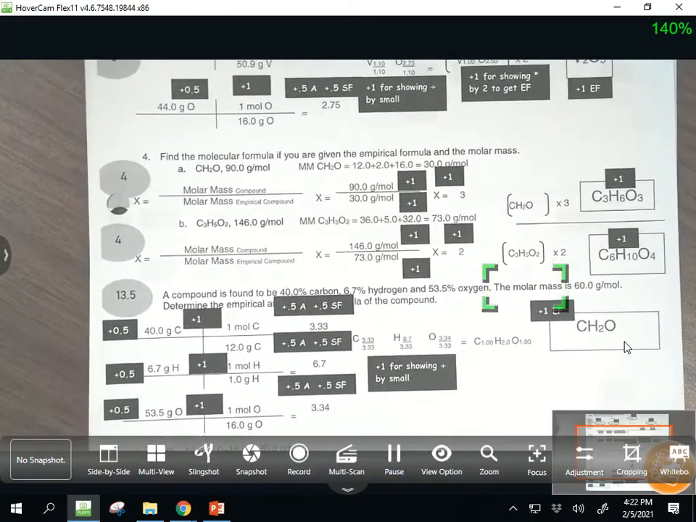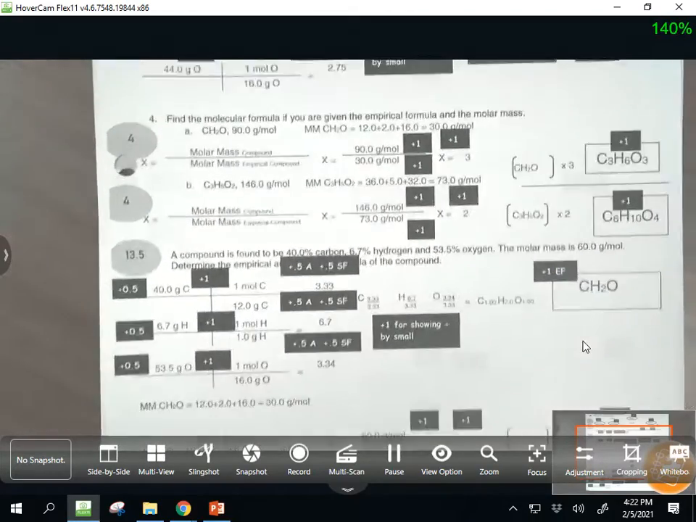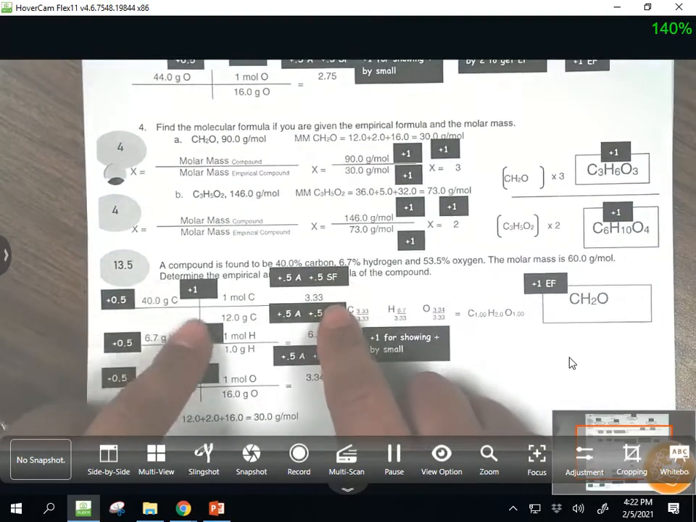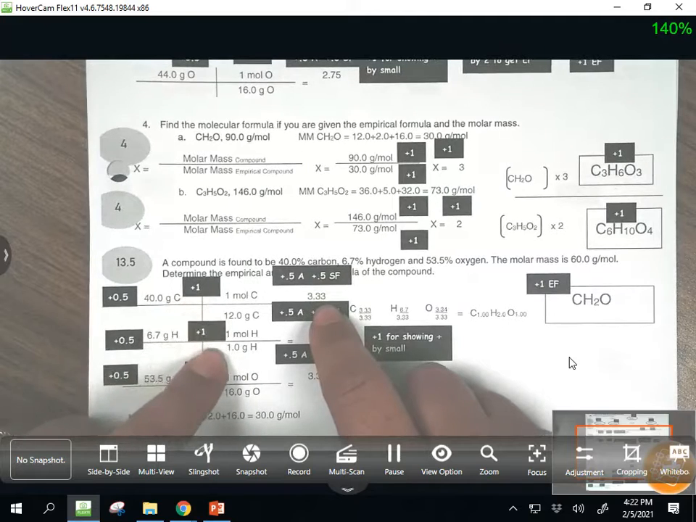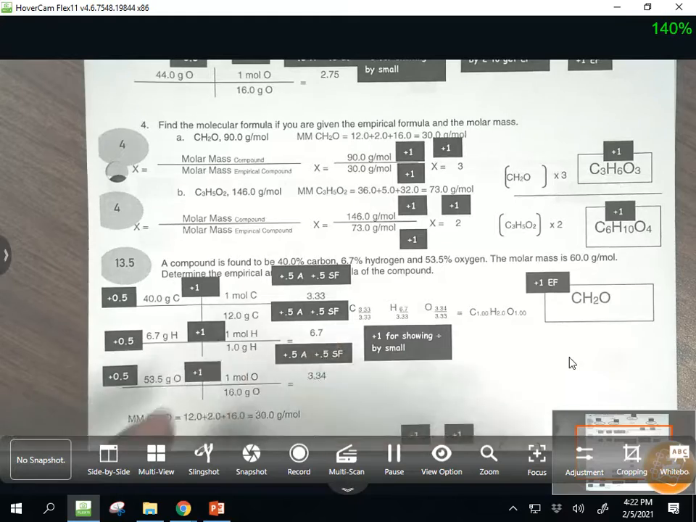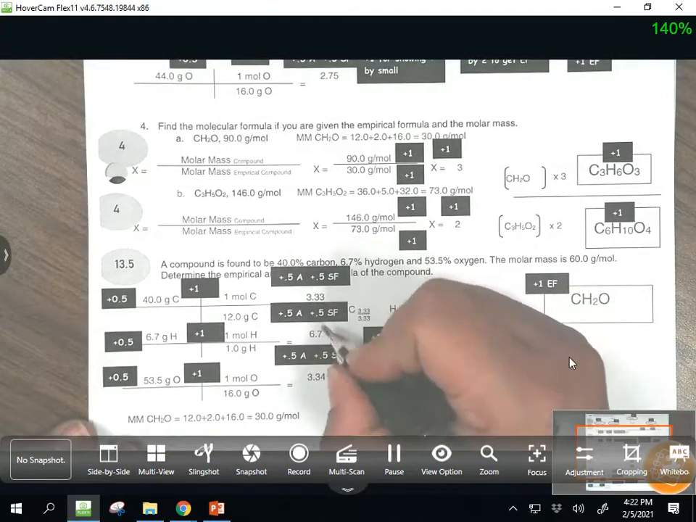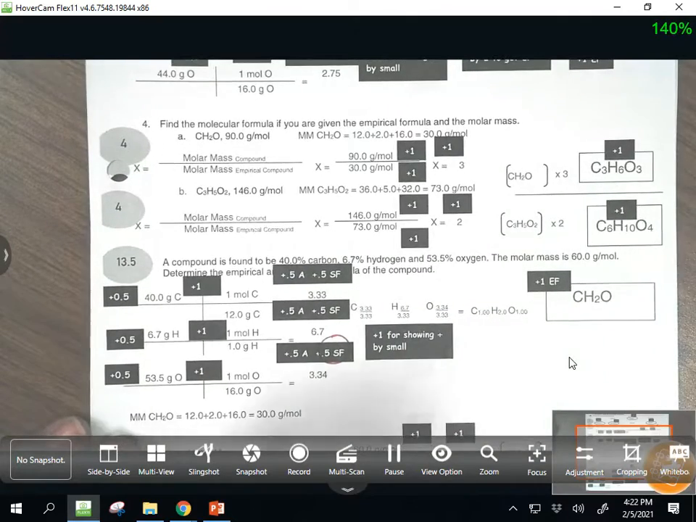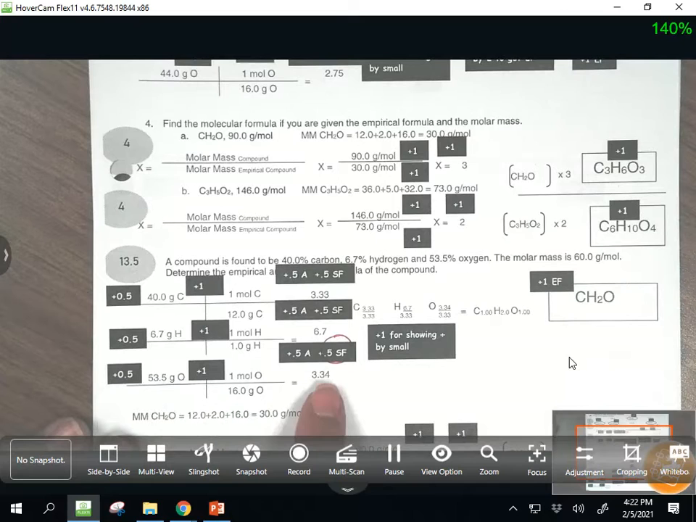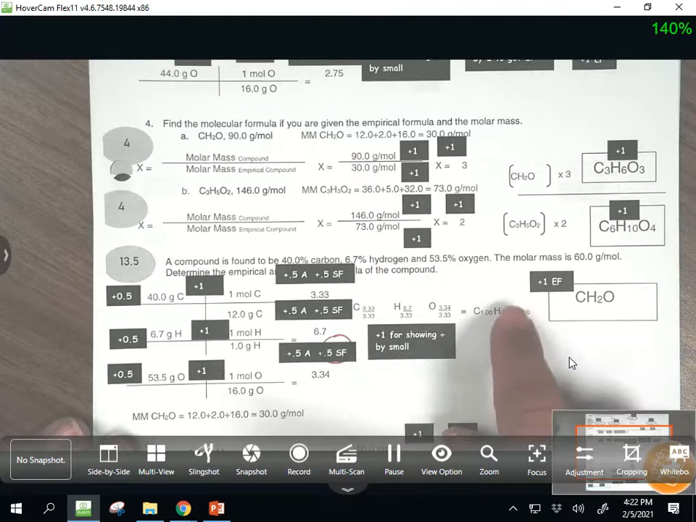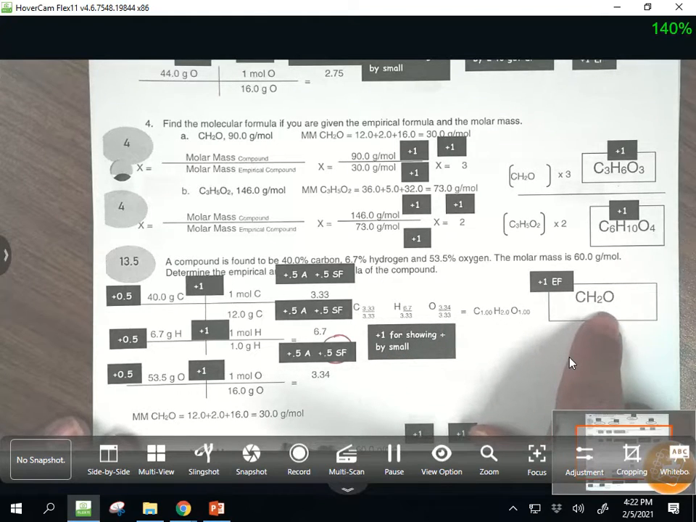For the next problem, 5, you have 3 elements, and in this one, you still are going to find the moles. So for carbon, I found 3.33, 1 point for the work of each one of these going grams to moles. This one is 6.7. This one, if you have 3 sig figs, you would mark off a 1/2 for the sig figs. So I'll be looking for that when I collect your papers. 53.5 divided by 16.0 is 3.34. 1 point for showing that you divided by all of these to get the small. The answer is CH2O.